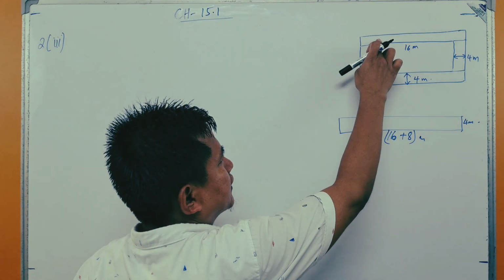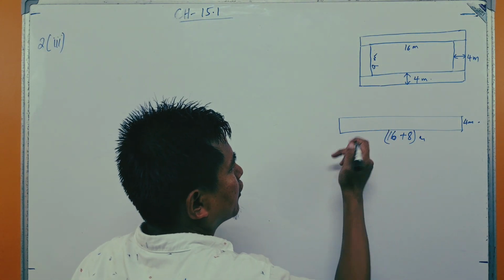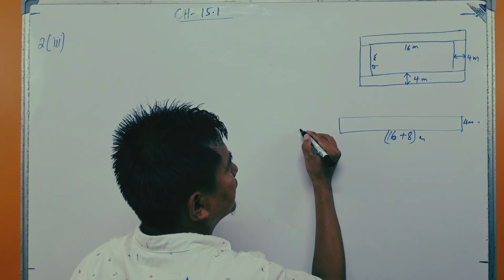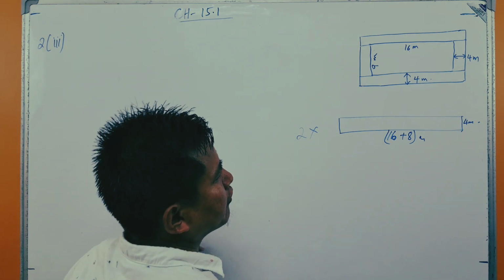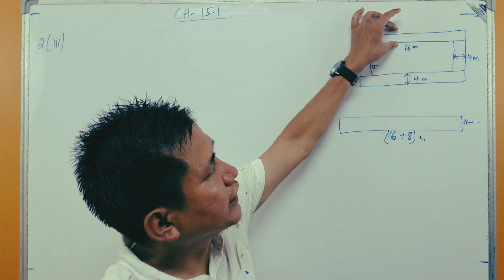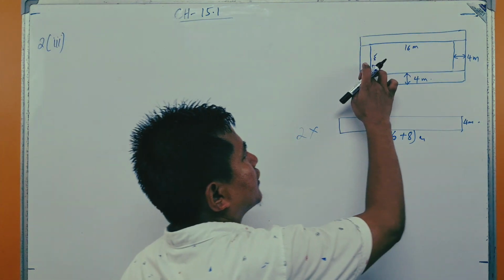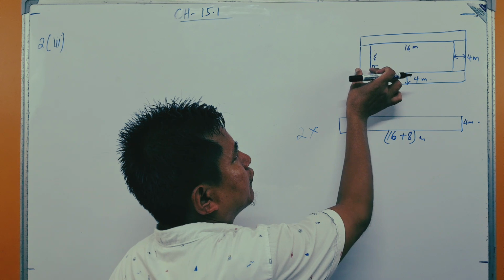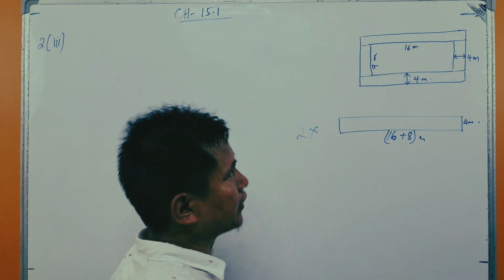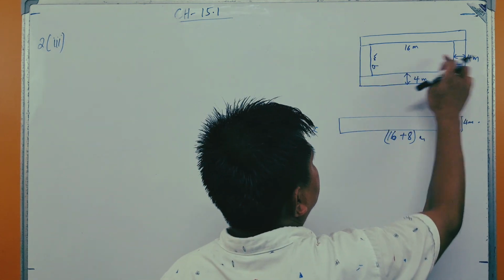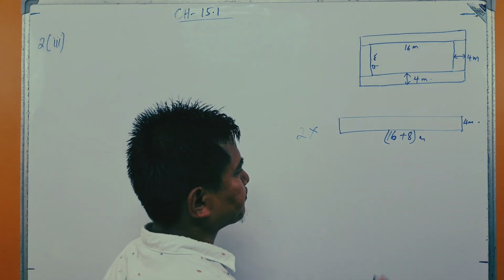Now this is the first rectangle and this is the second rectangle. So when we find the area of this rectangle, we simply multiply by 2. When we multiply by 2, we get the total area of these 2 rectangles, okay? Now again we have another 2 rectangles here. We find the area of one rectangle and then we will multiply by 2, because these two rectangles are congruent to each other.